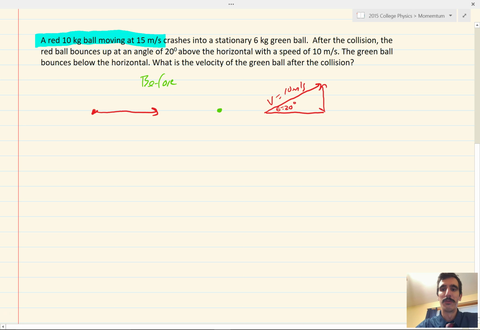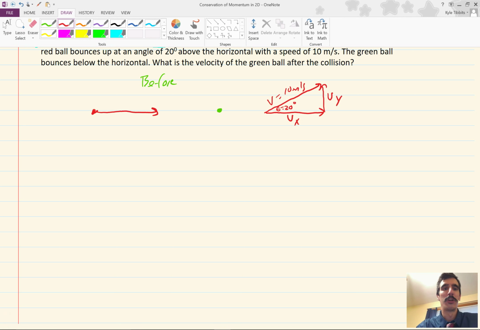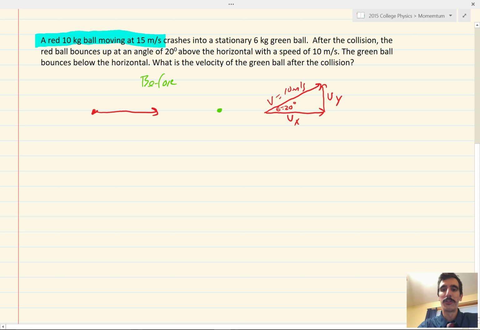And we'll complete our vector diagram. This is our Vx, the horizontal, and our vertical is Vy. The green ball, we might as well draw it while we're at it. The green ball goes below the horizontal. Velocity we don't know, and we also don't know Vy or Vx.